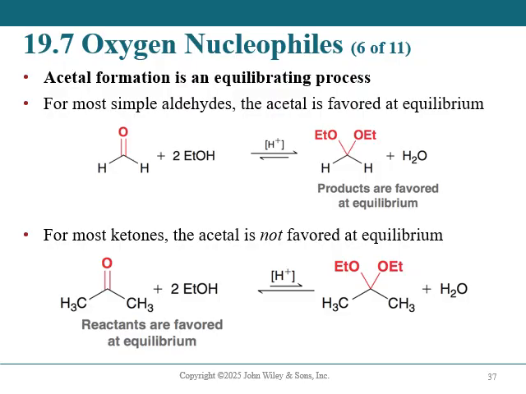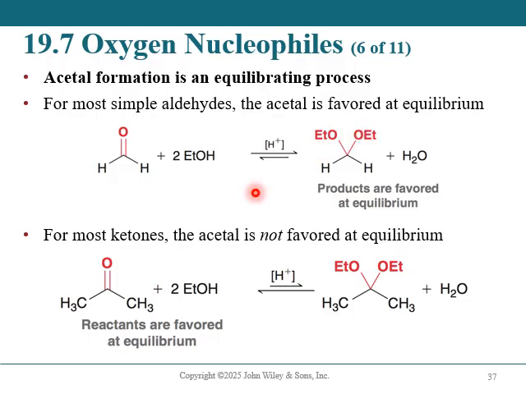Acetal formation is an equilibrating process. For most simple aldehydes, the acetal is favored at equilibrium. So that's likely what you'll get if you buy a bottle of a liquid ketone or aldehyde and you leave it there for a long enough time. So in this case, we have ethanol and we have formaldehyde. You get the two equivalents here, so the acetal formation with those ethoxy groups added there.